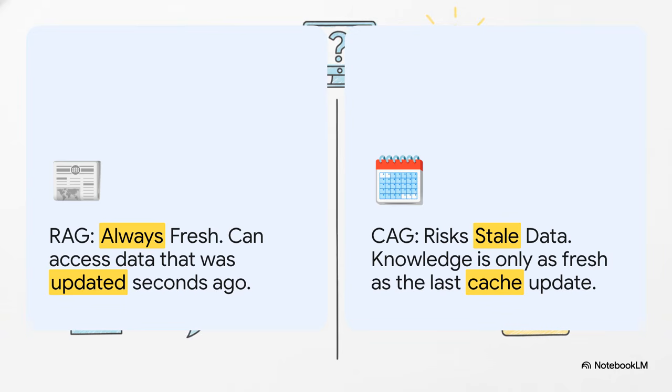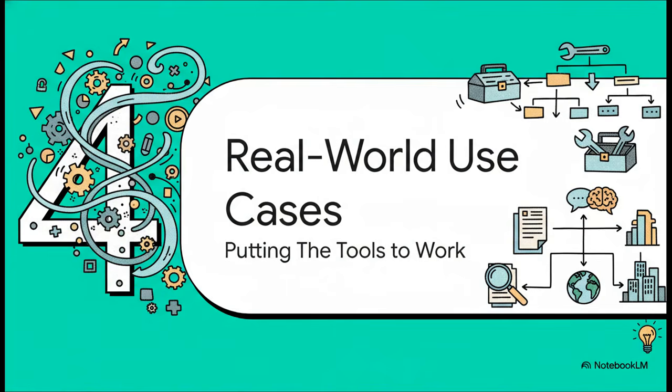But, and you knew there was a but coming, that incredible speed comes at a price, and that price is freshness. RAG can give you an answer based on something that was published 5 seconds ago. It's perfect for things that change fast. CAG's knowledge, though, is just a snapshot. If the facts change after the cache is loaded, the AI will keep giving you the old, wrong answer until you manually refresh it. And you can imagine the risk there, a bot quoting an old price or a financial tool missing a critical market shift. So it all comes down to using the right tool for the right job.